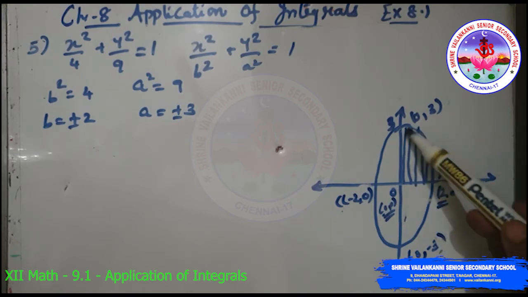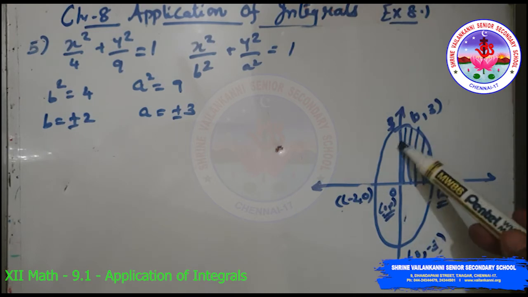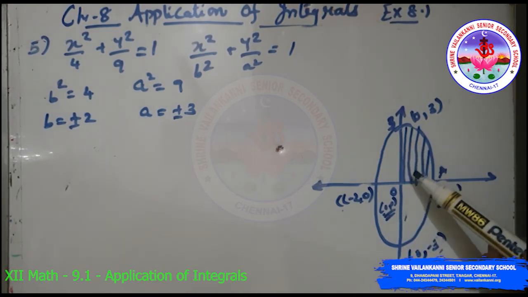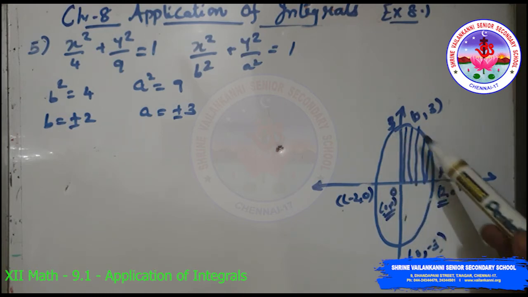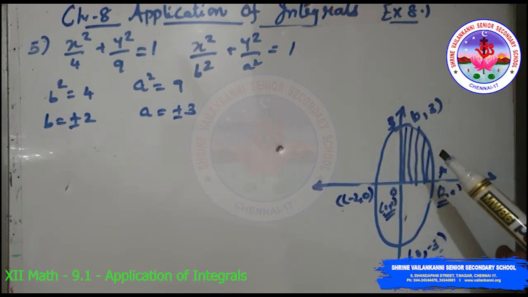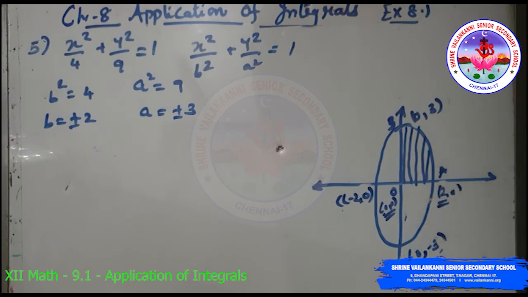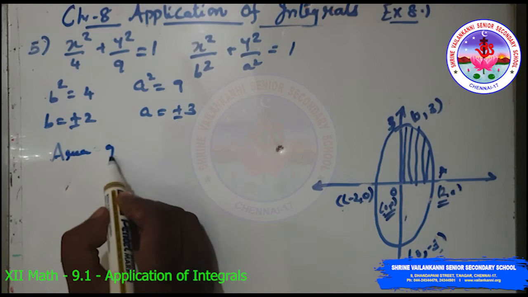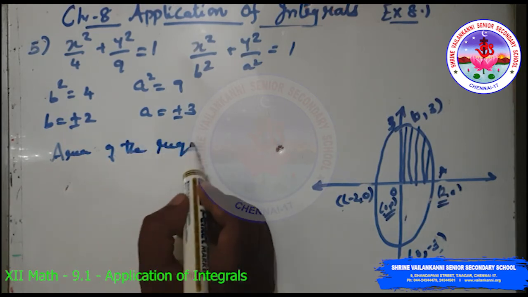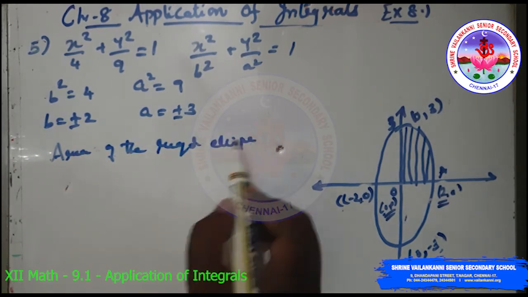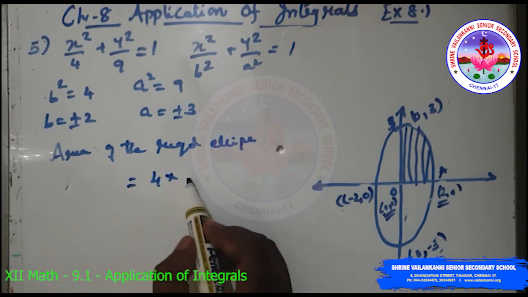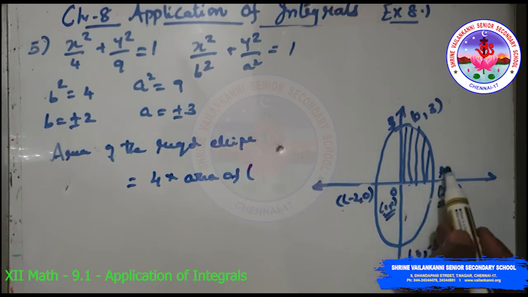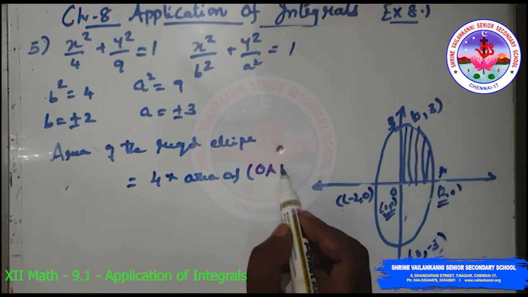We have to find the area of the region bounded by the ellipse. So the given ellipse is symmetrical about the axis. So the area of the required ellipse is 4 into area of OABO.